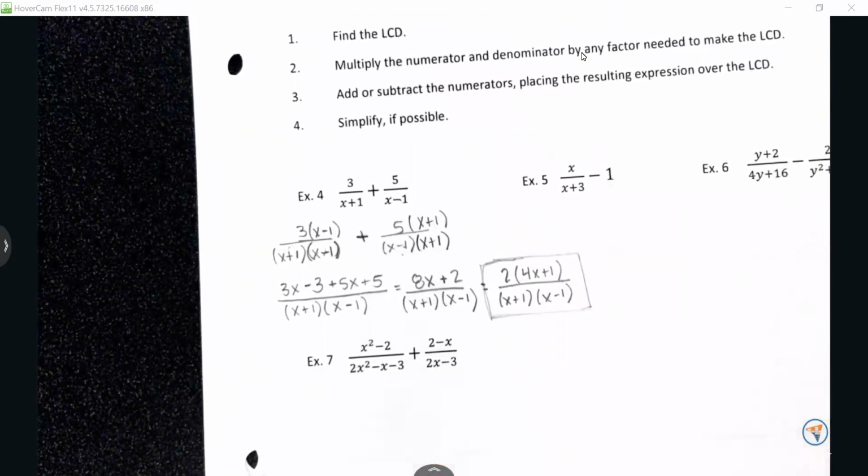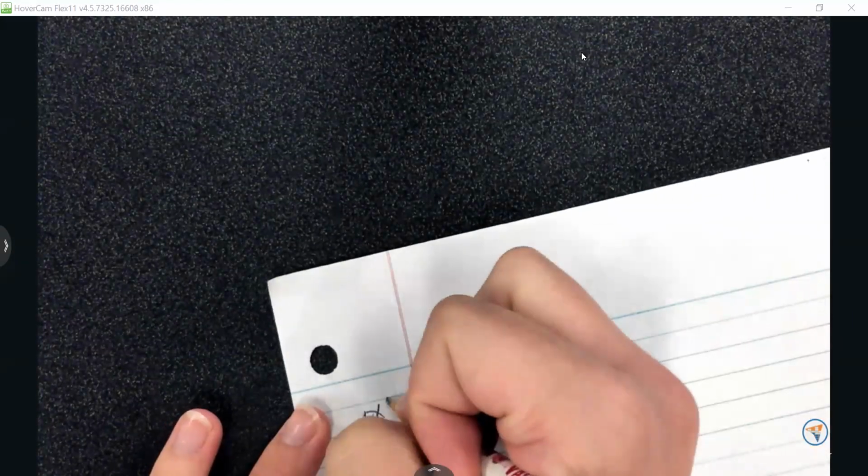So you have to figure out how I can get a common denominator, and the more you do it, the easier it becomes, because you will just be able to look at a problem and see what that denominator is. So let's go to example number 5. I took too much space on there. So example number 5.